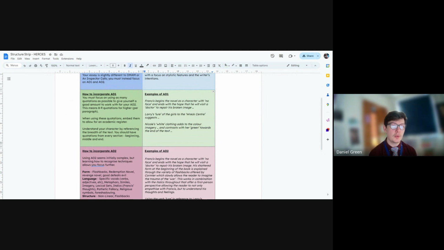And Nicole's white clothing adds to the colour imagery. Now, colour imagery would be more AO2, but I put it in there for posterity's sake, and contrast with her green towards the end of the text. Notice how I am tracking to each end of the text.